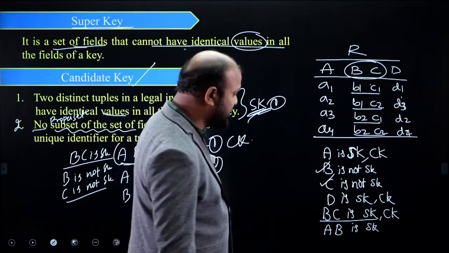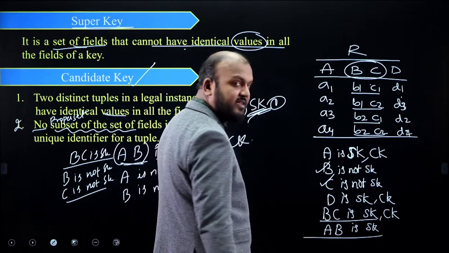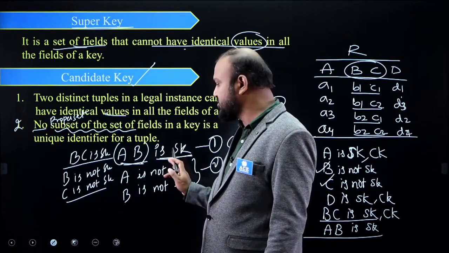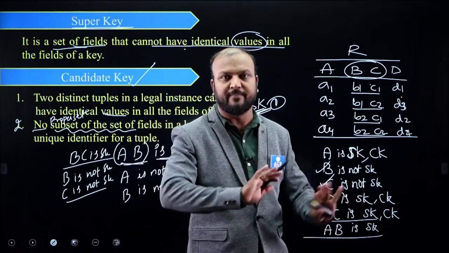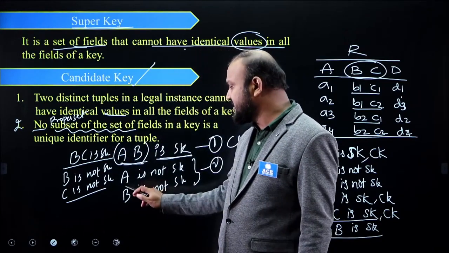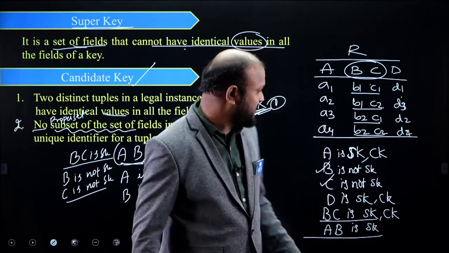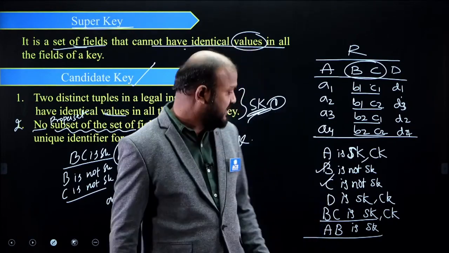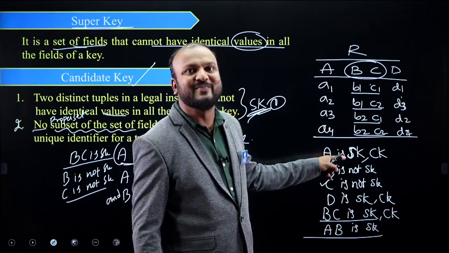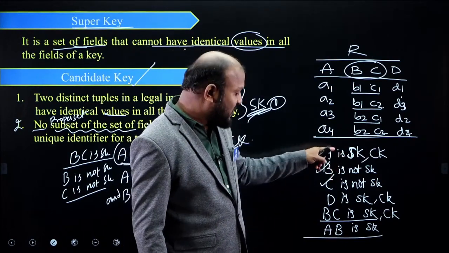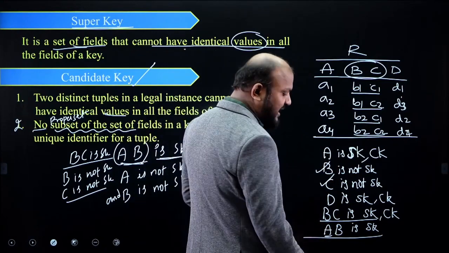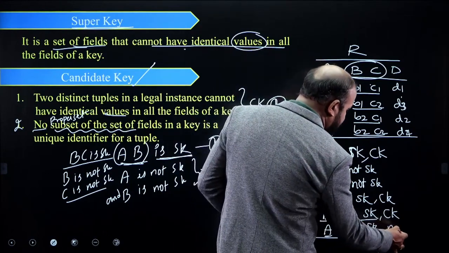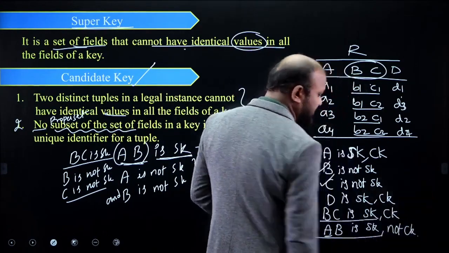And look at AB. Is AB a candidate key? If AB is to be a candidate key, first AB should be a super key. Okay, first thing, AB is a super key. But what will be the second condition? A is not a super key and B is not a super key. This is an AND condition. But A is already a super key. Because A is already a super key, AB is not a candidate key. It is only a super key we can call, so we can say it is not a candidate key.